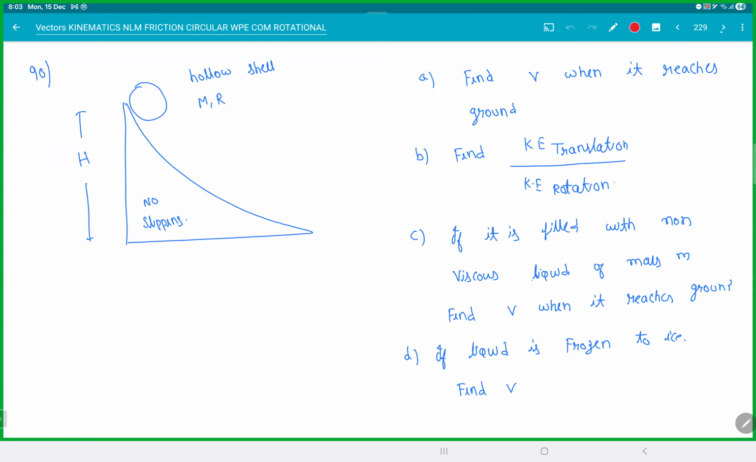Let's get this thing. This is another good one. We have a hollow shell, mass and radius are given, it is released from a height, no slipping. Find V when it reaches the ground. Find the ratio of translation and rotation kinetic energy. If it is filled with non-viscous liquid of mass m, then find the speed when it reaches the ground. If it is frozen to ice, then find the speed. Four questions.